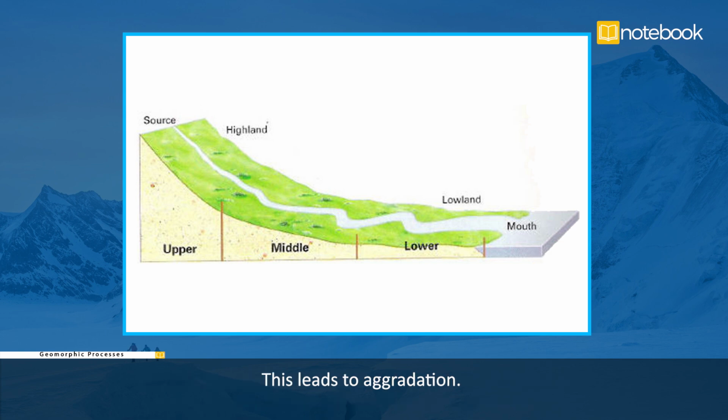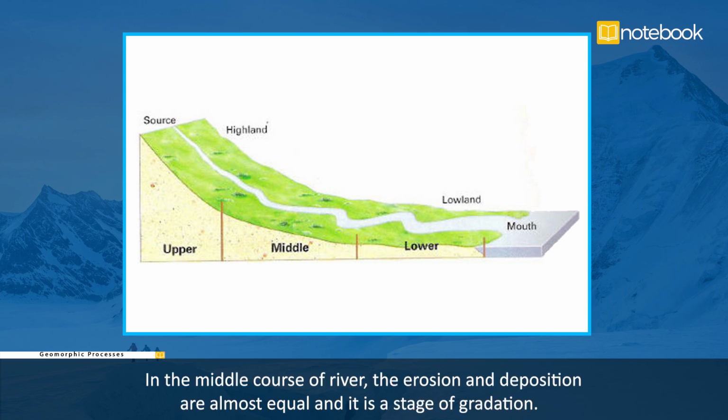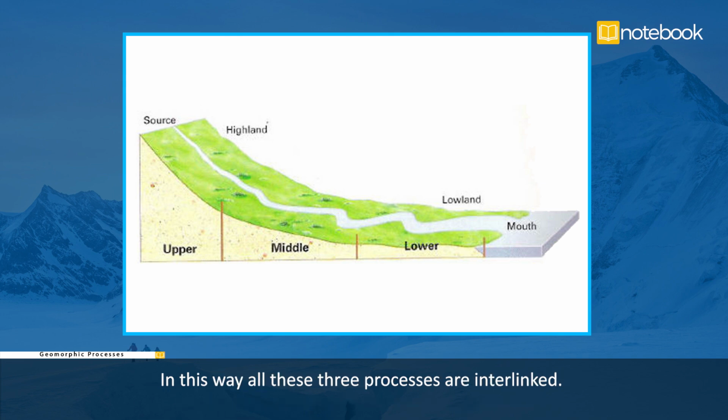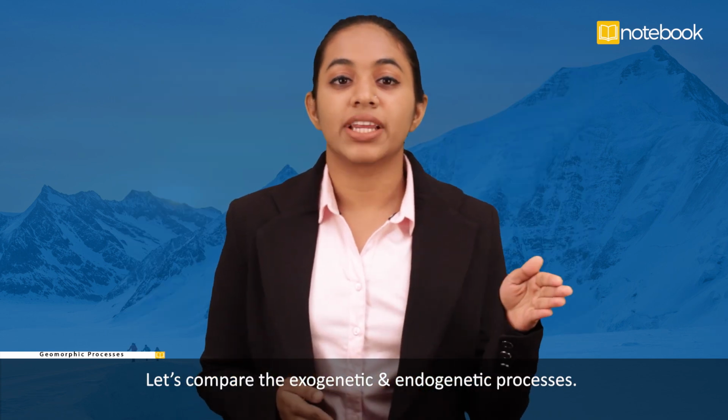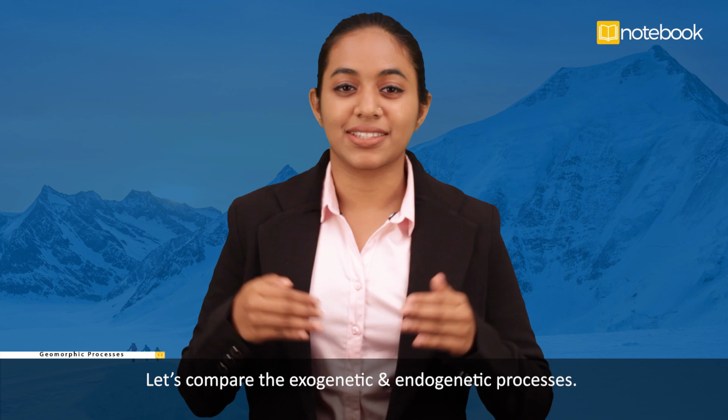This leads to aggradation. In the middle course of the river, the erosion and deposition are almost equal, and it is a stage of gradation. In this way, all these three processes are interlinked. Let's compare the exogenetic and endogenetic processes.